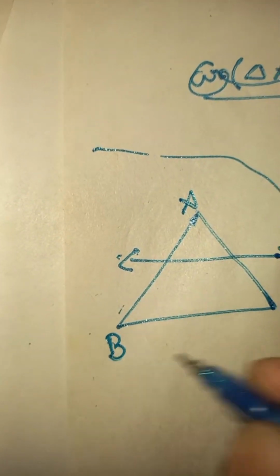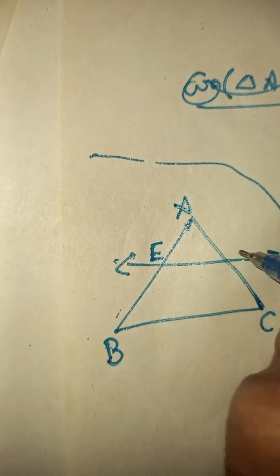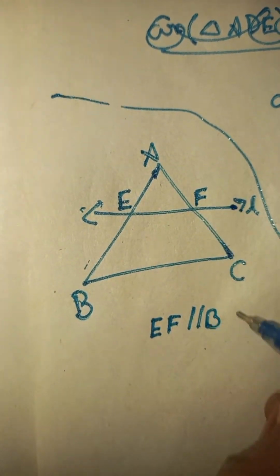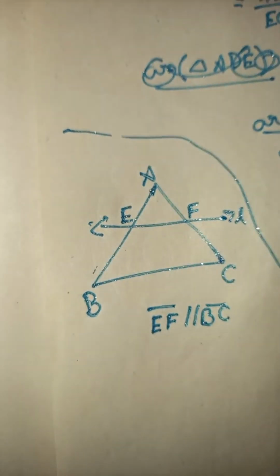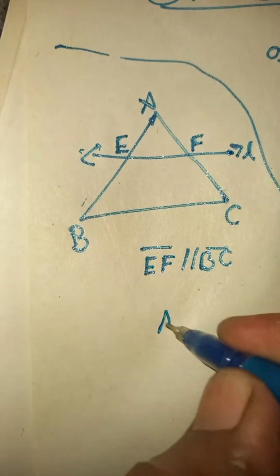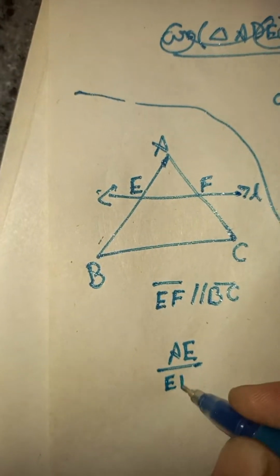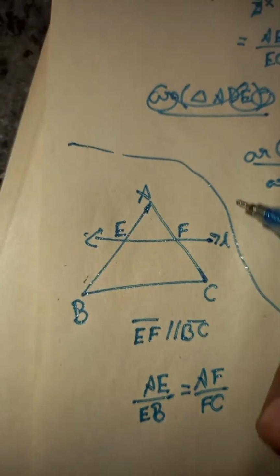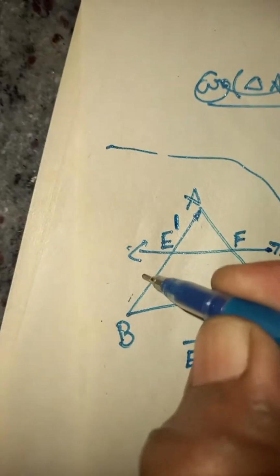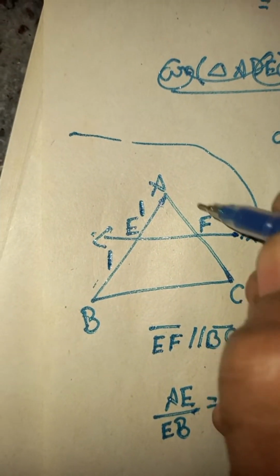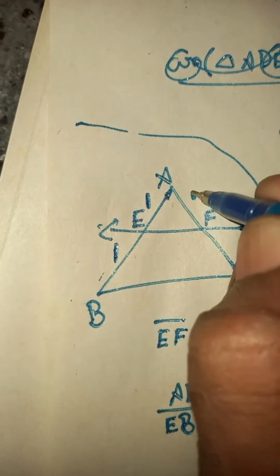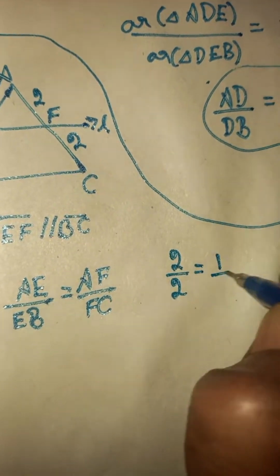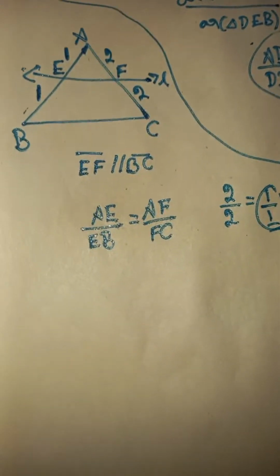That is, in triangle ABC, if you draw EF, and EF is parallel to BC, then these two sides are going to be divided in equal proportion, or it can be written as AE by EB will always be equal to AF by FC. If this side they have given 1 and 1 units, this side must be in the same 1 to 1 ratio, or it will be 2 by 2. So 2 by 2 remains as 1 by 1 ratio. Let's find out some problems.